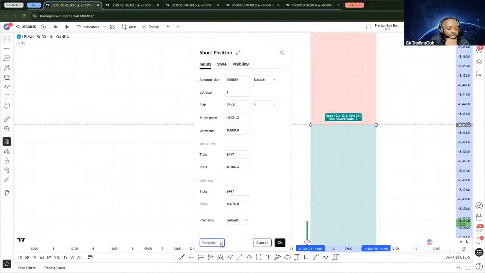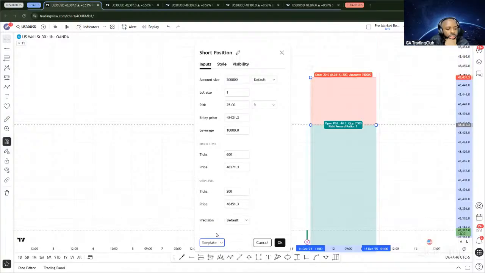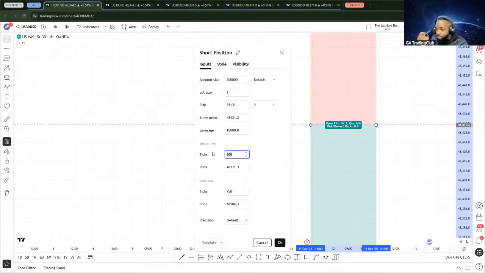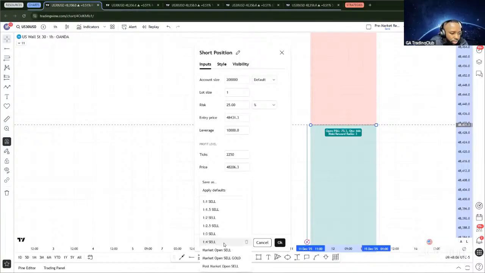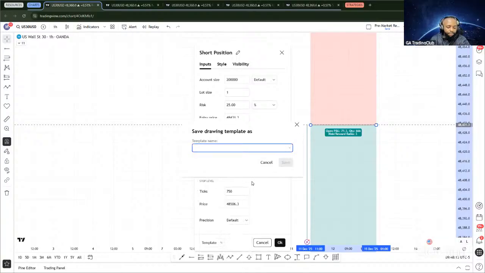Now, 2 entries, and this one I go for a 75 pip stop loss. And so we go for a 1:3 risk to reward, or you can even go for a 1:4, but with a 75 point stop loss, it's 225 points for a 1:3 TP. I will just call it structure sell.